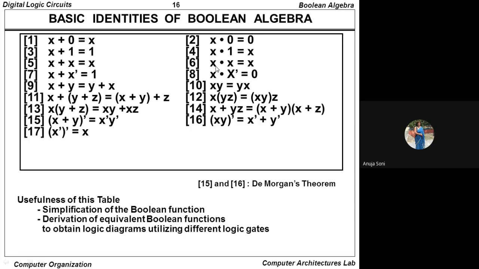And a few more are left on the right hand side, and prior to that we come to the 17th law. It says that the complement of a complemented value again generates the same variable as such. Means once we take the complement, and we take the complement again of the complemented value, it will generate the same value x.